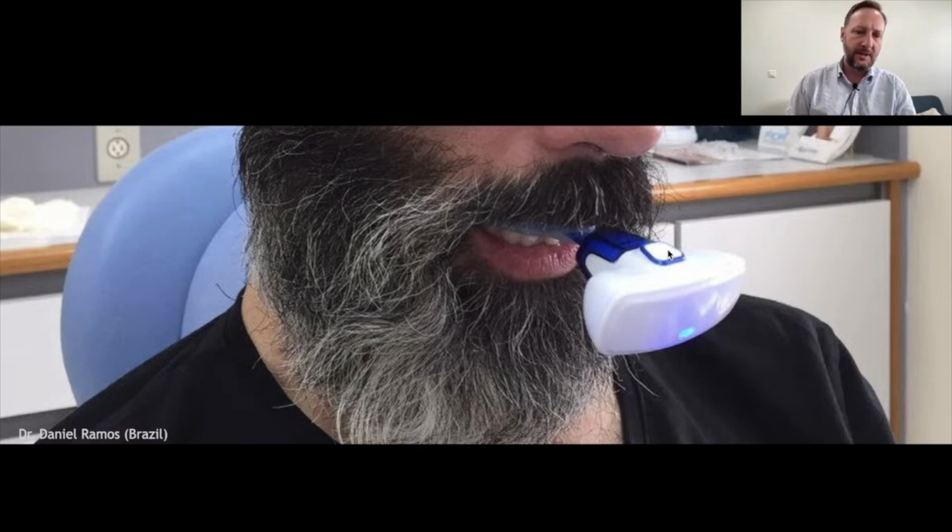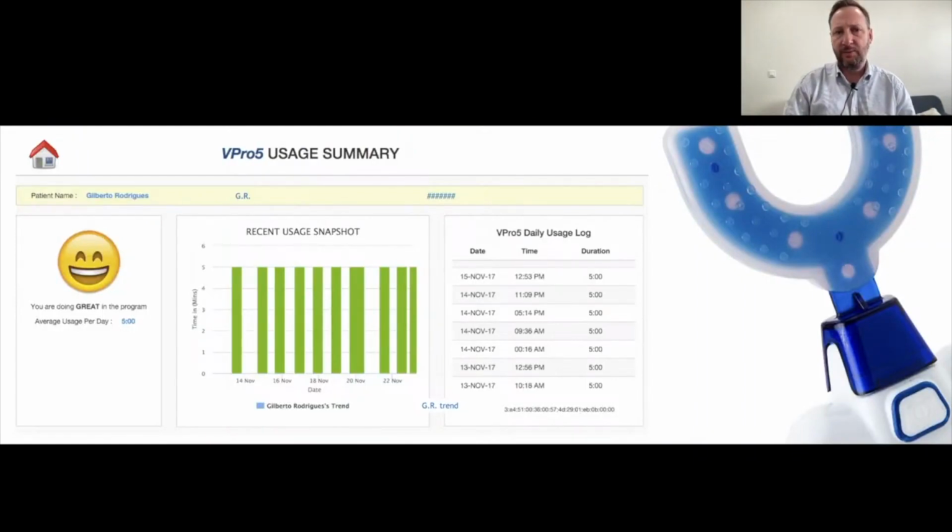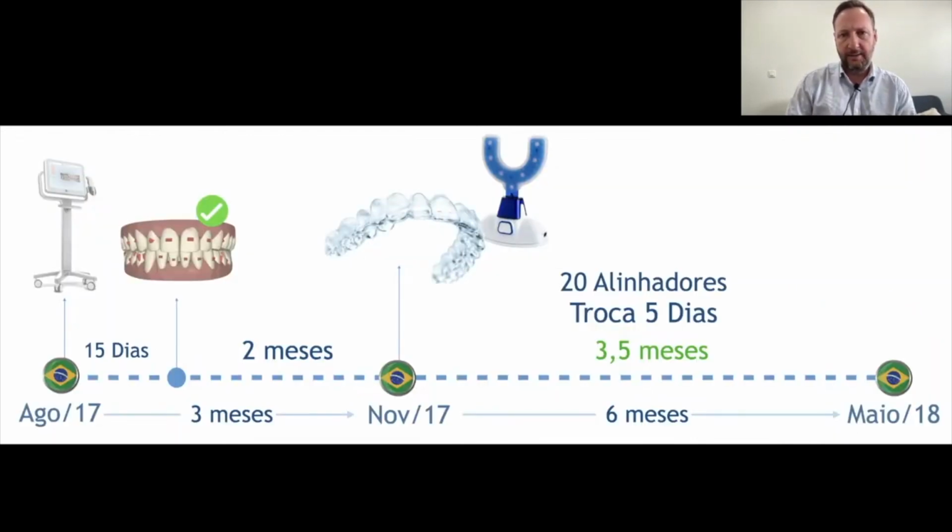This is something I recommend him to use at least 1 time per day. But I did it 2 times per day. This is my protocol for my patients. 5 minutes, 2 times per day, ideal, okay? At the time, it came with this software to check if the patient used it correctly all the times I recommended. Nowadays, we have an app that can connect via Bluetooth, so it's easier and faster. And then, with this protocol, we could reduce to 3.5 months the first set of aligners.